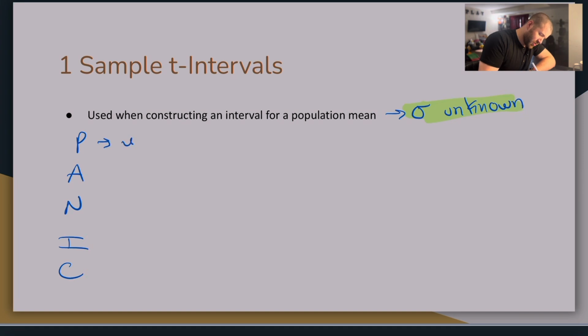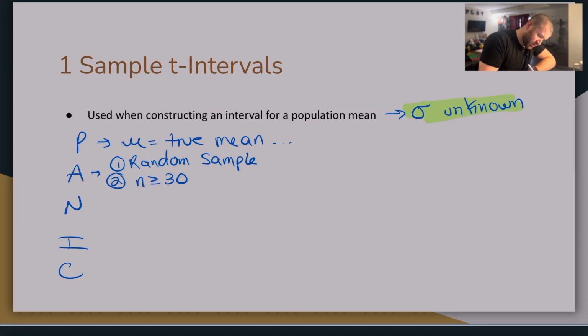Again, our acronym is PANIC. Our parameter is now a mu instead of a p. It's the true mean of something, and you insert the context. For our assumptions, I need a random sample. And for the central limit theorem, I need n to be greater than or equal to 30, or no skewness or outliers in my sample.